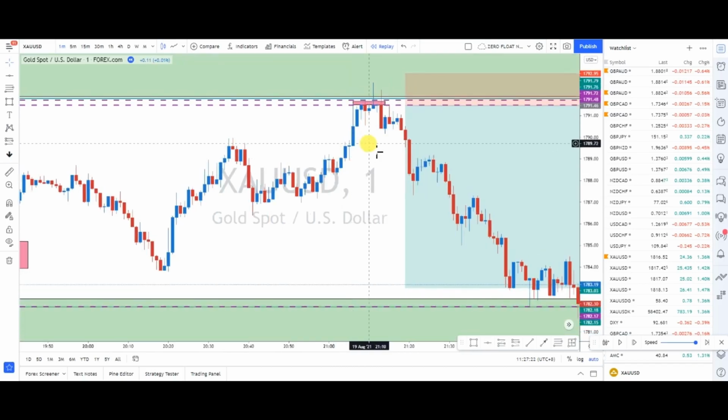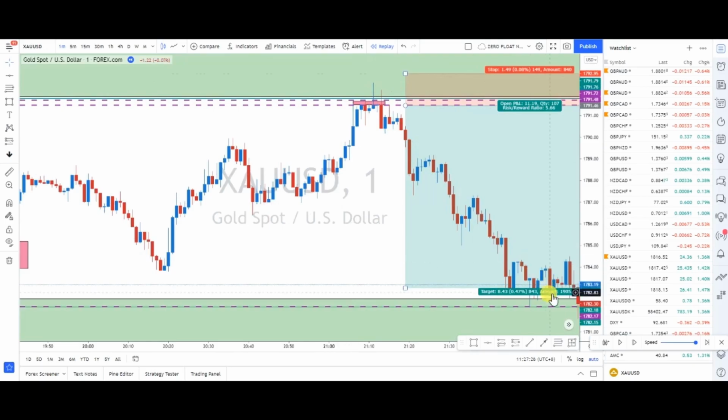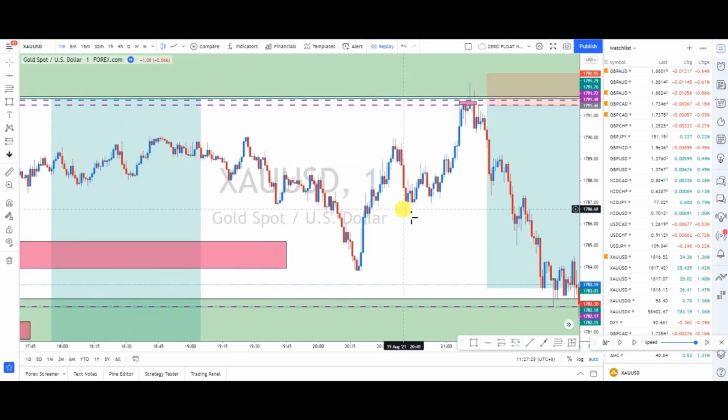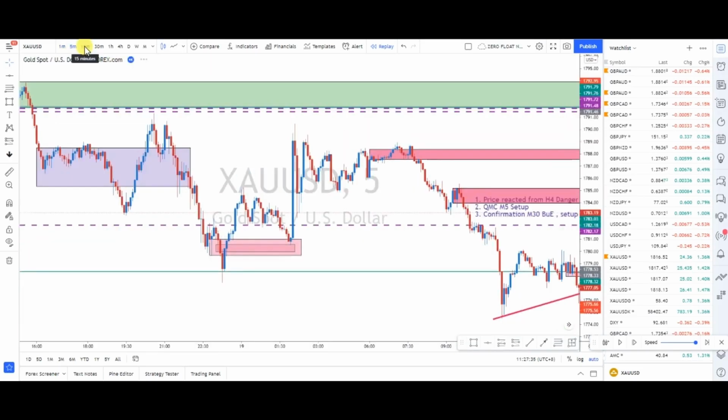So remember, guys, as I always said, if you're willing to risk 10-15 pips for the reward of 84 pips, then go ahead, guys, because the risk and reward is very, very high. So in this case, there is no confirmation. On the M5 there's no confirmation.